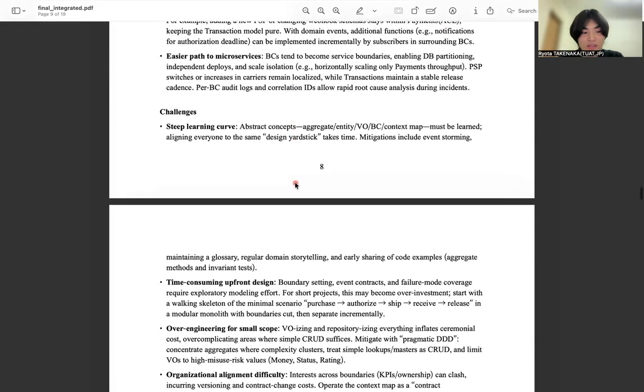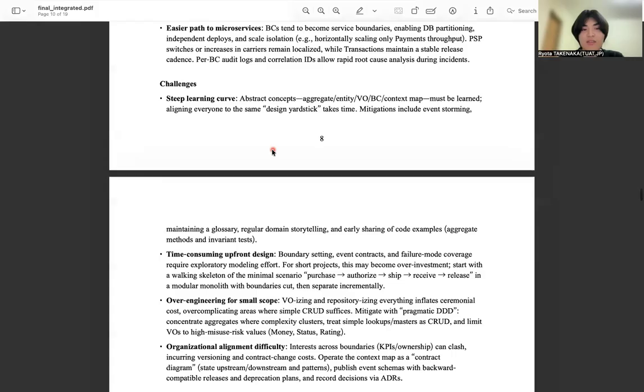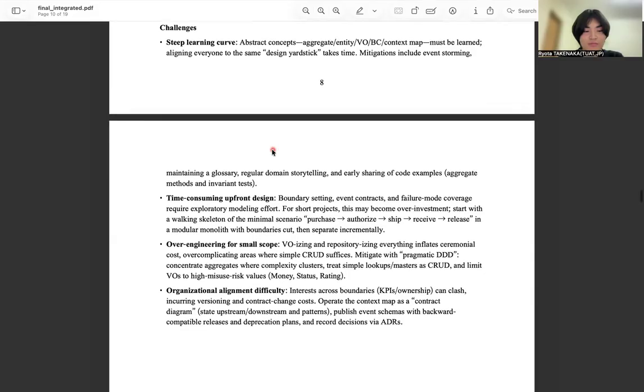And next is challenges. The main challenge is that DDD has a steep learning curve. It takes time to learn concepts like aggregates and bounded context. It can also lead to over-engineering if you apply it to simple problems.